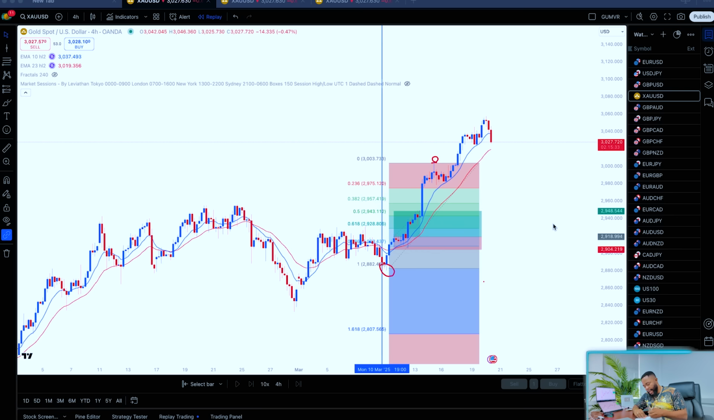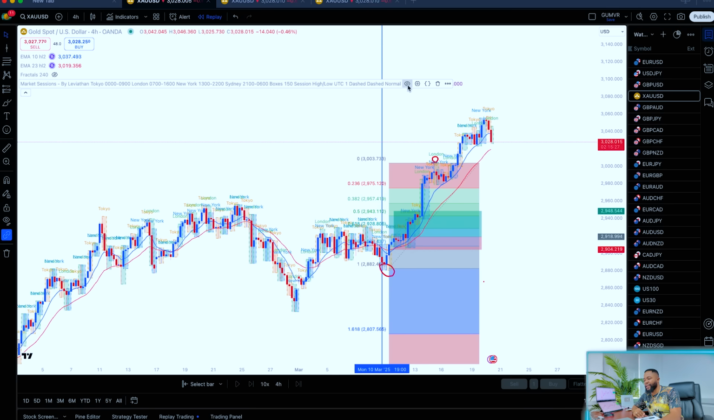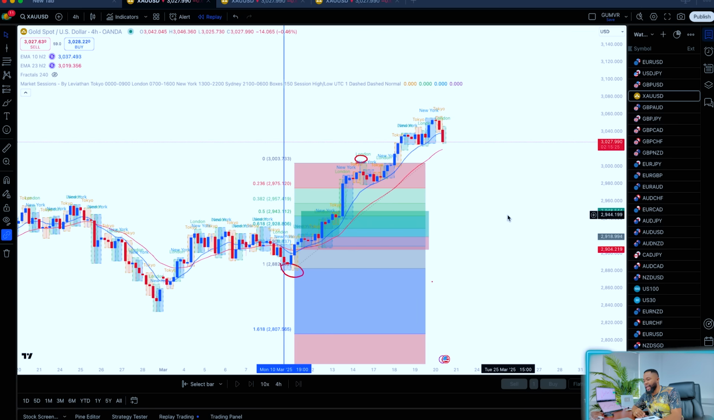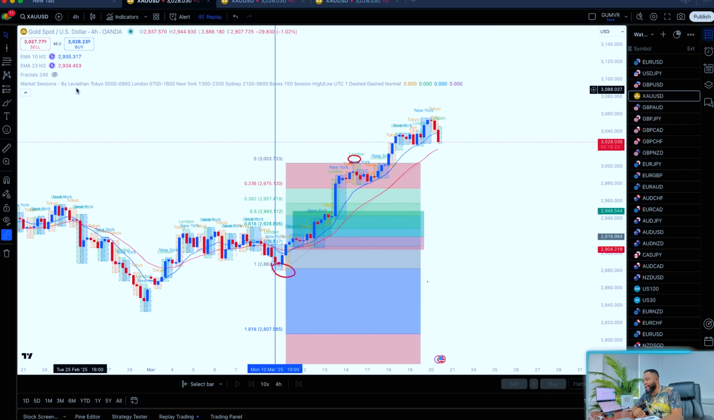All right, and then different market sessions. You can see there's a tool I use for market session. If I just put that on, you can see that it is called Market Session by Leviathan. So it just shows me the different market sessions that I'm trading. And you can see for this strategy, I can ignore market sessions. I ignore market sessions at all because I'm trading on the 1-hour time frame, going to the 4-hour time frame. So the session I enter doesn't really matter.